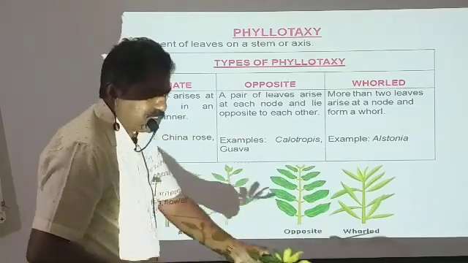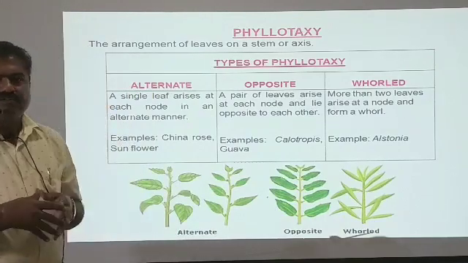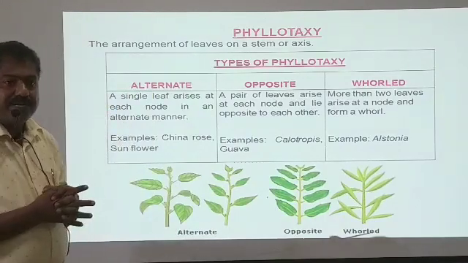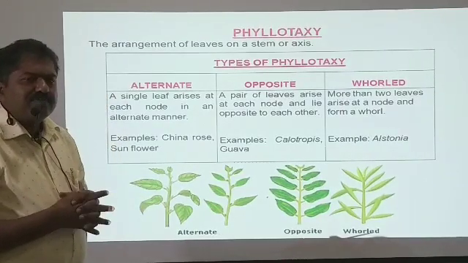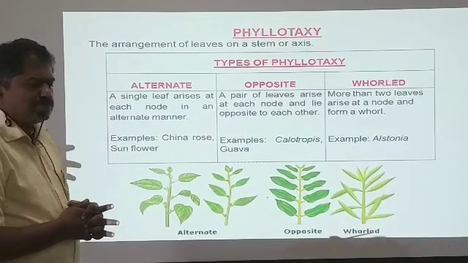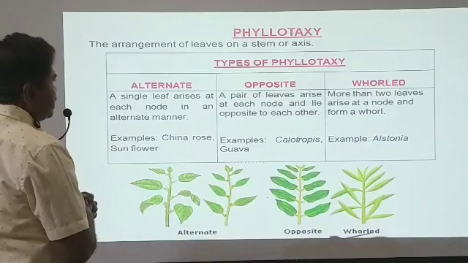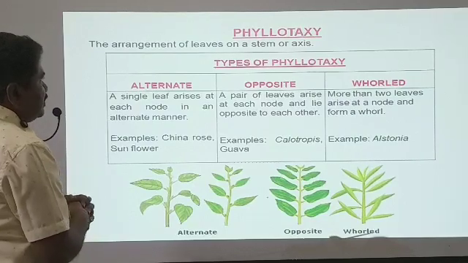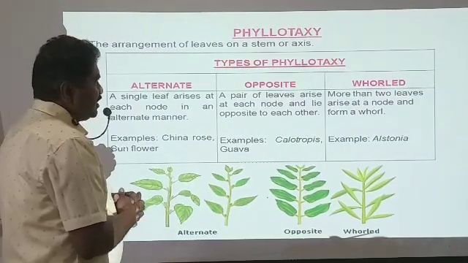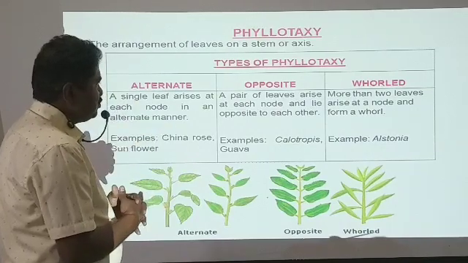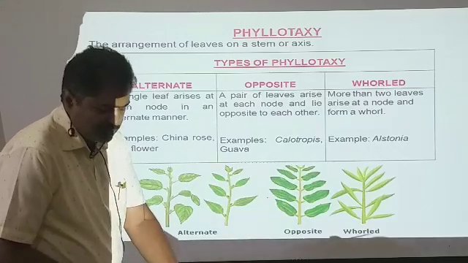Examples are Alstonia, and we can also see this whorled phyllotaxy in the nerium plant. Nerium gives various flowers. So in nerium and also Alstonia you can see the whorled phyllotaxy. Hope you have understood the types of phyllotaxy: the alternate phyllotaxy, the opposite phyllotaxy. You can see this canopy is also guava, and whorled phyllotaxy. So this is one thing.